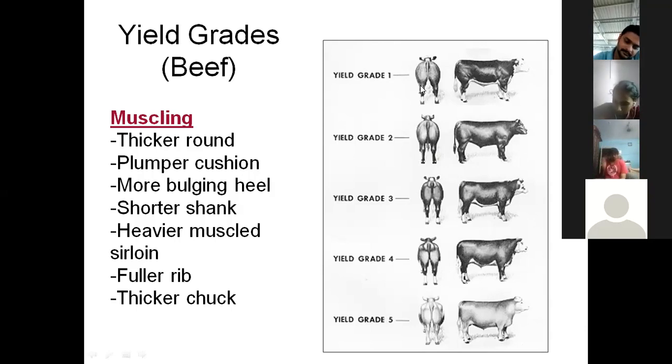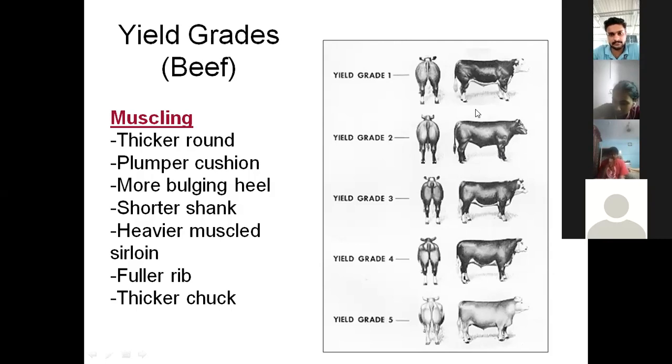Lumbar cushion means this area. This area should be well developed. Then heavier muscle sirloin, fuller ribs. The ribs should be well developed. The ribs should not be that much visible, or it should not be too fatty also. I will tell you how to differentiate the fatty animals and more muscled animals also. Fuller ribs and thicker chunk region. The chunk region should be thicker.